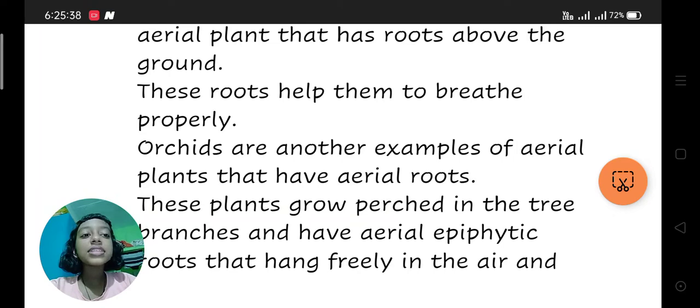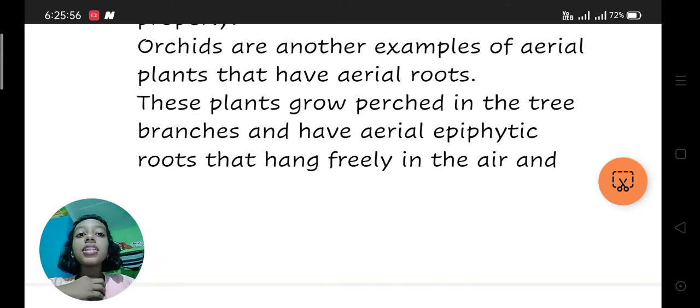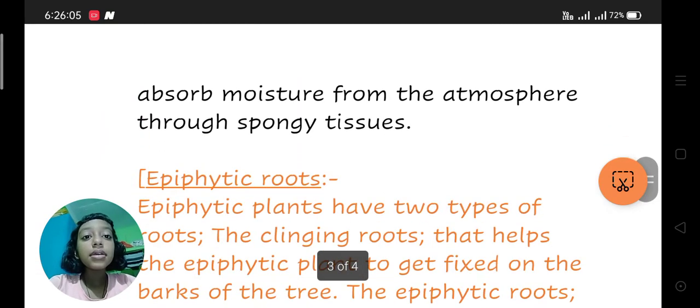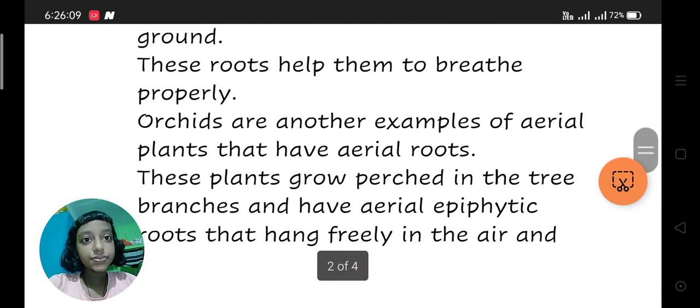Orchids are another example of aerial plants that have aerial roots. Orchid is a type of plant. These plants grow perched on the tree and branches and have aerial epiphytic roots that hang freely in the air and absorb moisture from the atmosphere through spongy tissues.